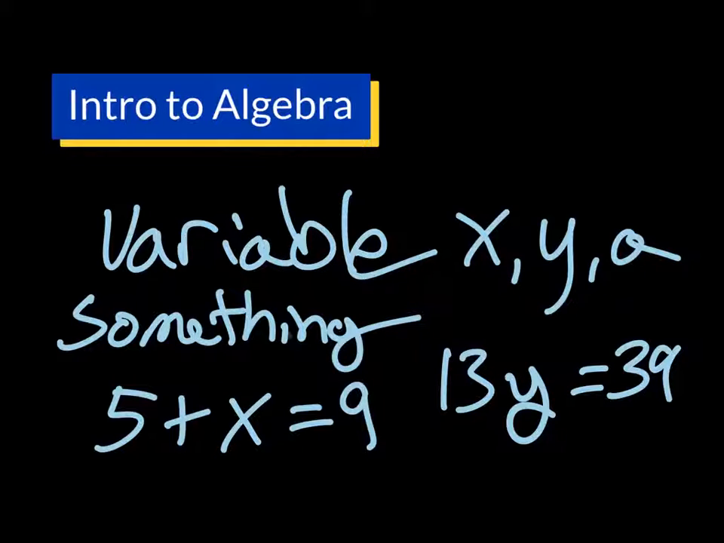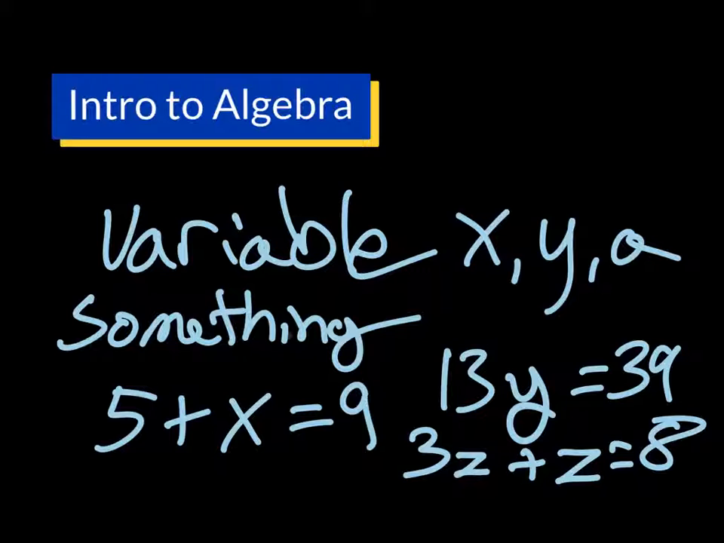Here's one final example. Let's say 3 times something. Let's use Z just to hold the place of something instead of putting a blank. Plus that same something, so it's also going to be Z, equals 8. So in this example, here's the catch. This something and that something have to be the same value because they're both numbers that are represented by the same letter.